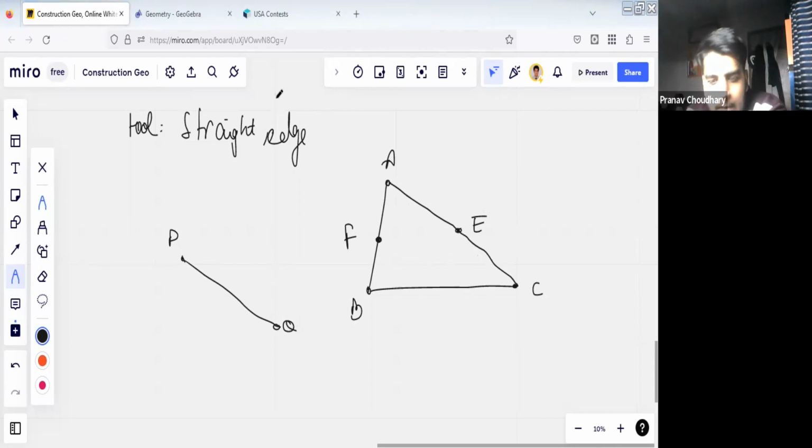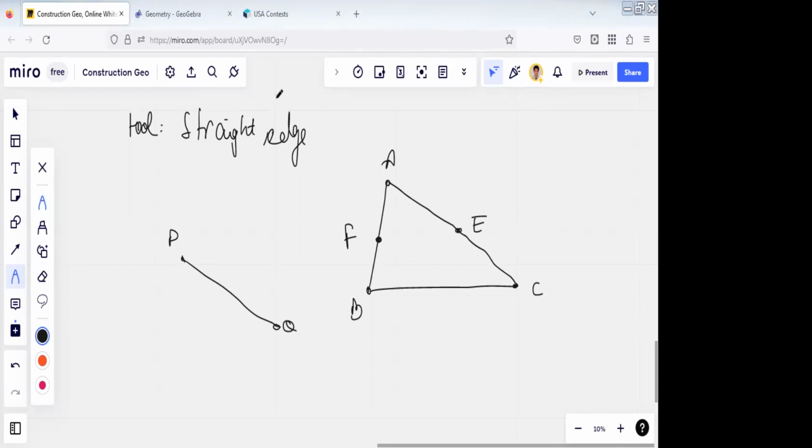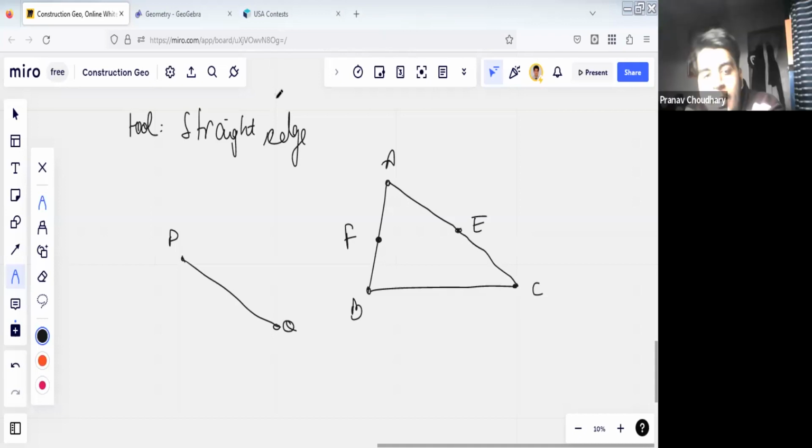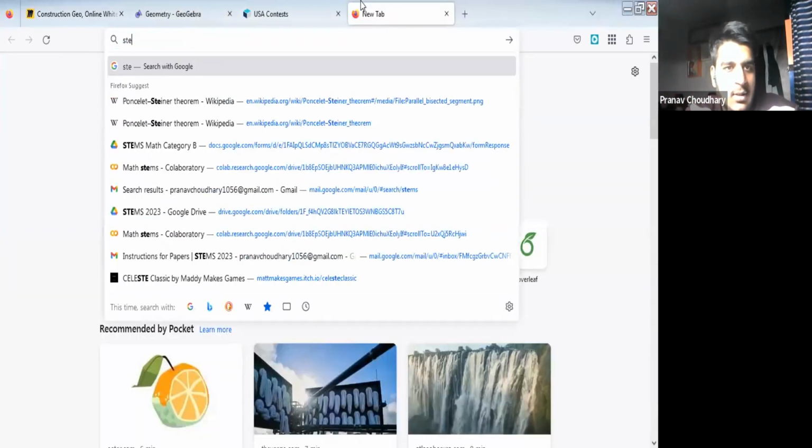Is the statement now clear, Vinayak? Yes. If we have the midpoint of AB and AC, can't we create the circumcircle of ABC? Oh wait, you do not have a compass. Okay, sorry. Yes. The straight edge construction is similar to Poncelet-Steiner, that's what we're talking about.